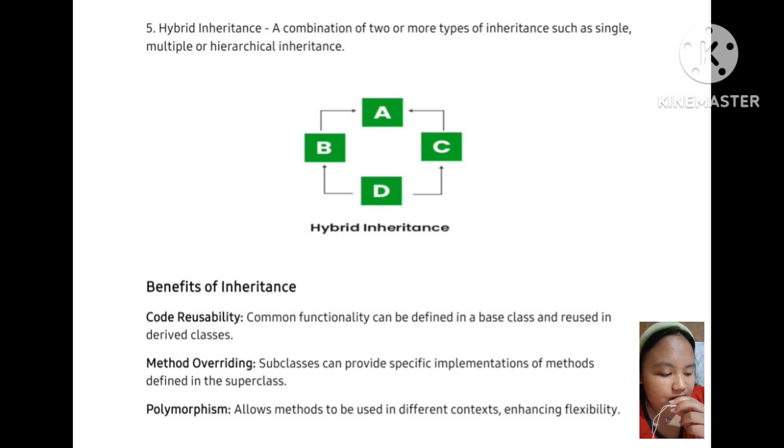So, what are the benefits of inheritance? They are called code reusability, method overriding, and polymorphism. In code reusability, common functionality can be defined in the base class and reused in the derived class. In method overriding, subclasses can provide specific implementations of methods defined in the superclass, while polymorphism allows a method to be used in different contexts, enhancing flexibility.